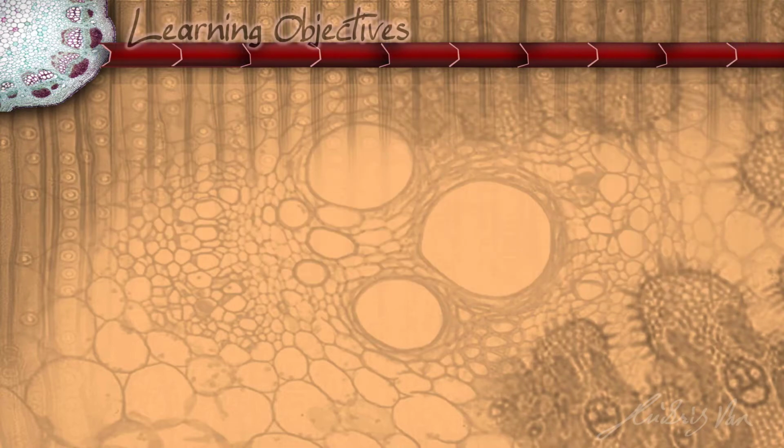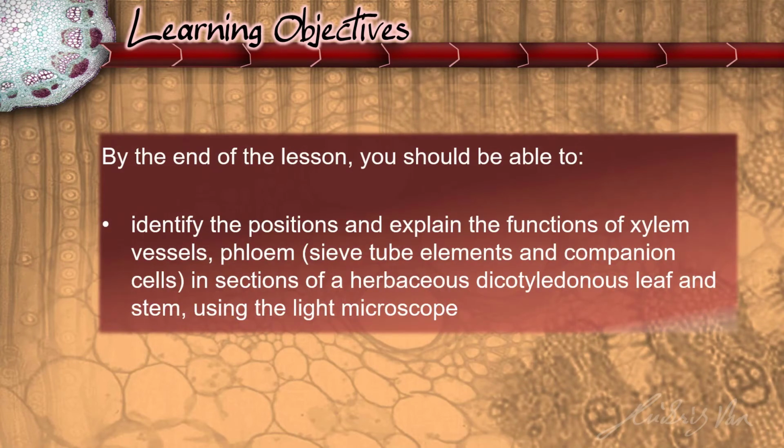So what we will learn in this chapter is this. You will learn how to identify the position and explain the function of the xylem vessel as well as phloem. Phloem consists of two types of cells, the sieve tube elements or sieve tube cells, as well as companion cells. And again, you will see this term dicotyledonous leaf.